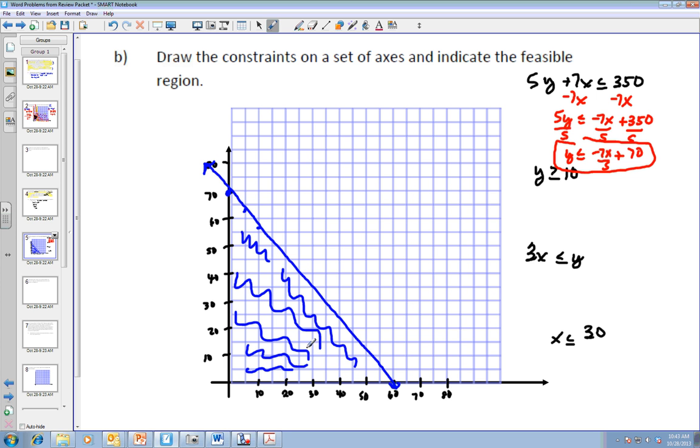All right, y is greater than or equal to 10. Okay, so I've done this one. Y is greater than or equal to 10, that's going to be a horizontal line at 10. So here's my horizontal line at 10. And it is greater than, so I'm shading above this line. And since I can already tell that this is the part they have in common, I'm just going to do this part so far.